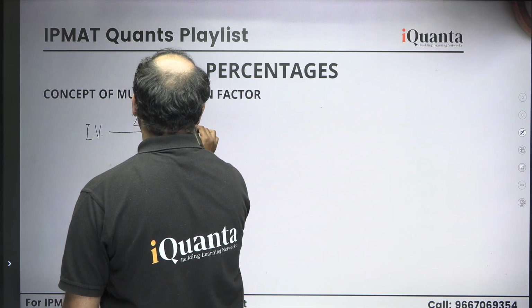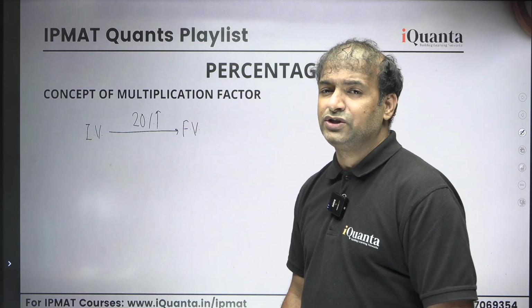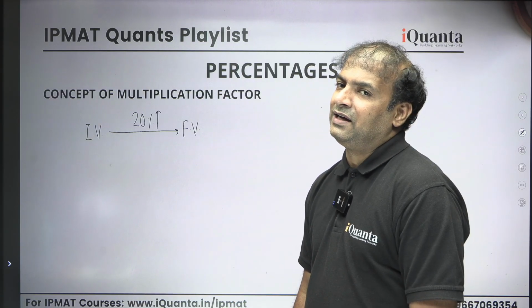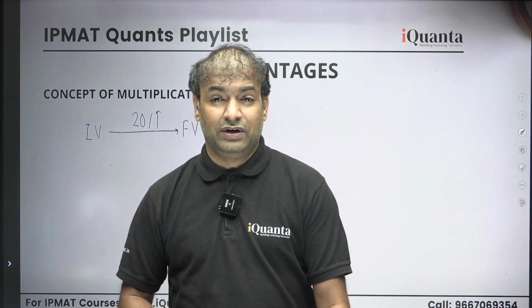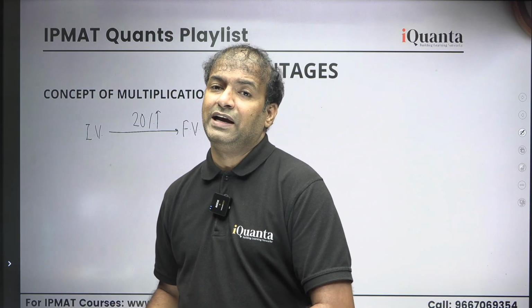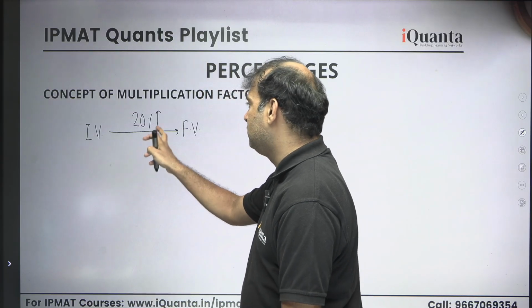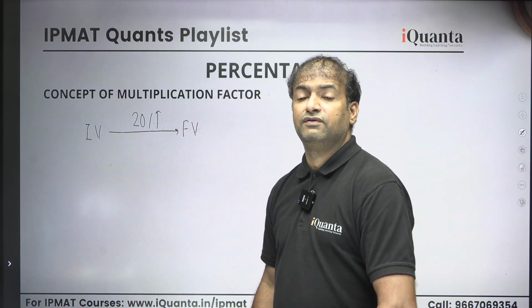Basically, let me tell you that the multiplication factor is a factor which should be multiplied, as it is called the multiplication factor, and it is something which creates a relation between the initial and final values when the percentage change is given. That's why I took an example in which the percentage change is given and we do not know the values of the initial and final value.